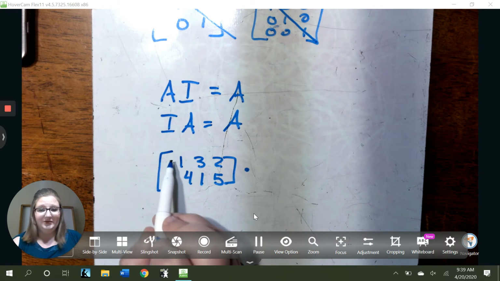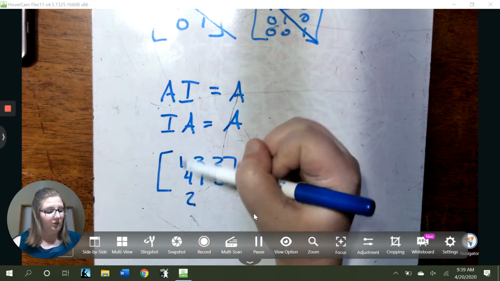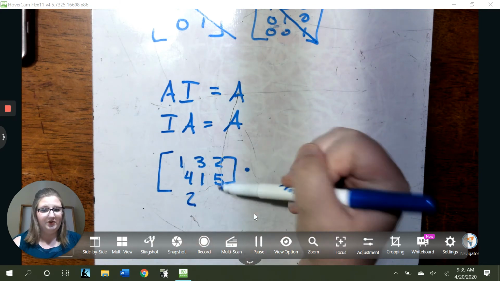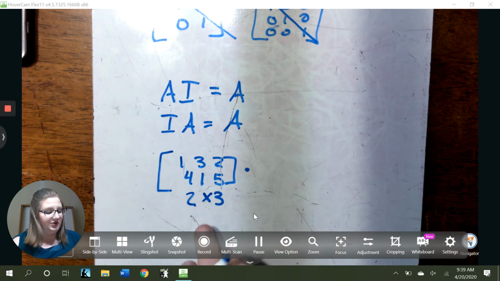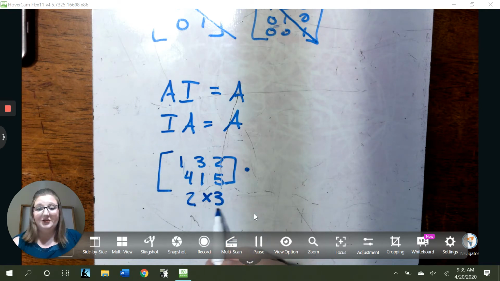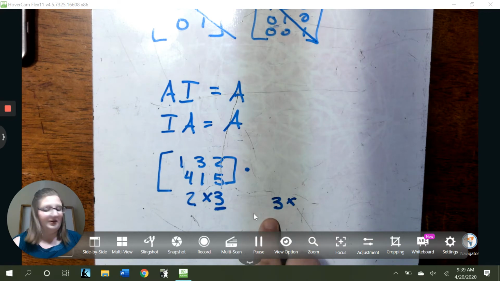So if we check first the size of this one, this has 2 rows, and then 1, 2, 3 columns. So the first matrix is a 2 by 3. We know the matrix we multiply it by has to have the same number of rows as the first matrix has columns. So this number right here has to be the same as the rows of the second one. So our identity matrix has to have a 3 in the front.